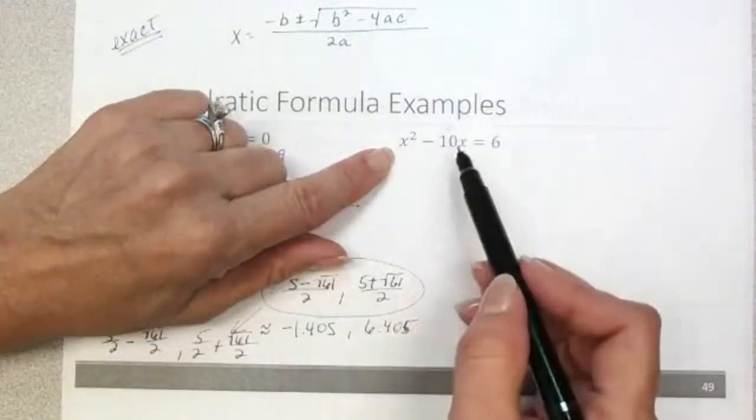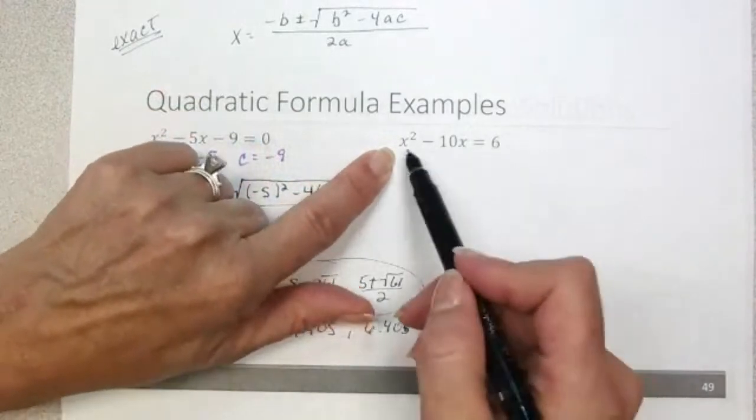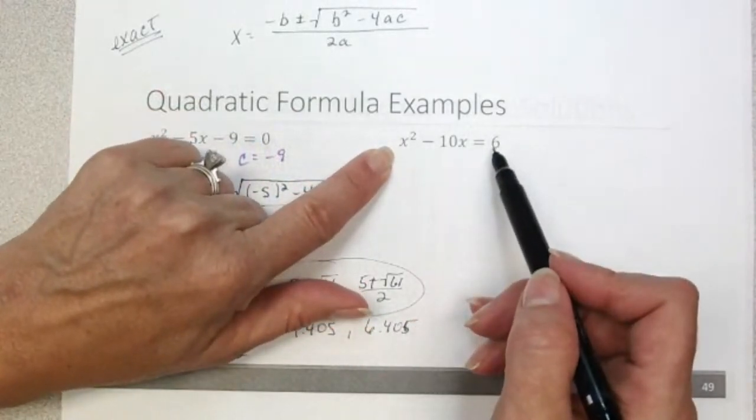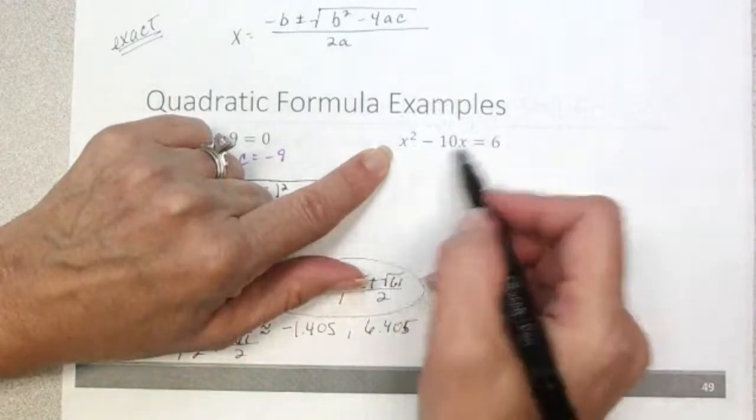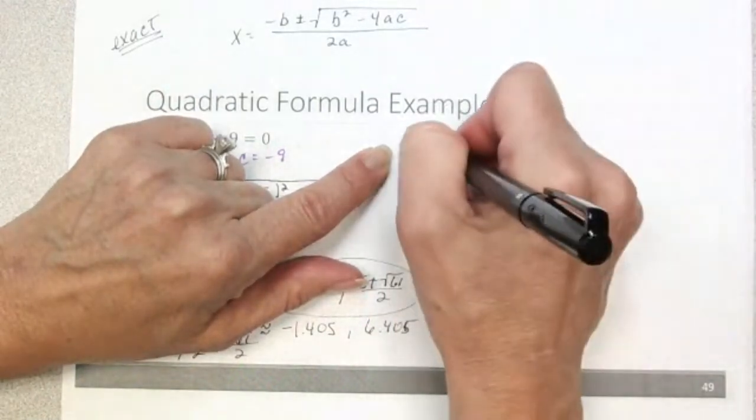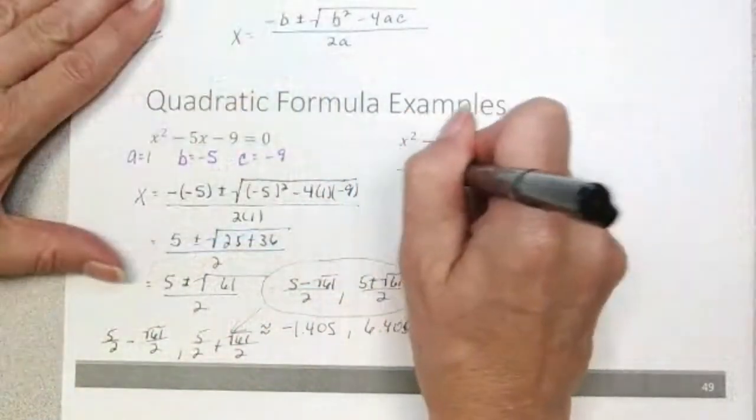Oh, there's another example here. Let's look at this one. All right, this one is not in its standard form yet. It's not there, right? So we need to set that equal to 0. We'll need to subtract that 6 from both sides.